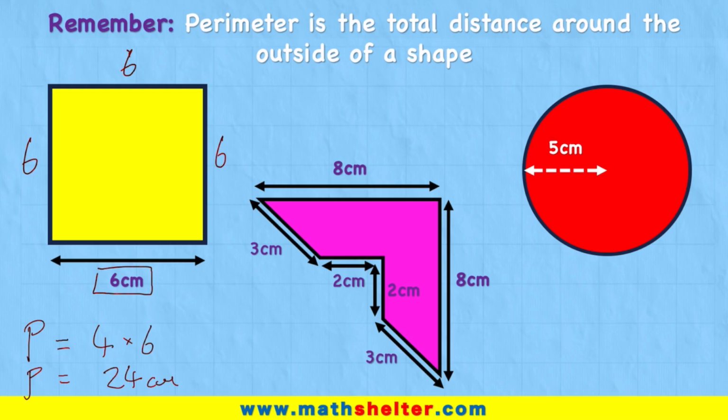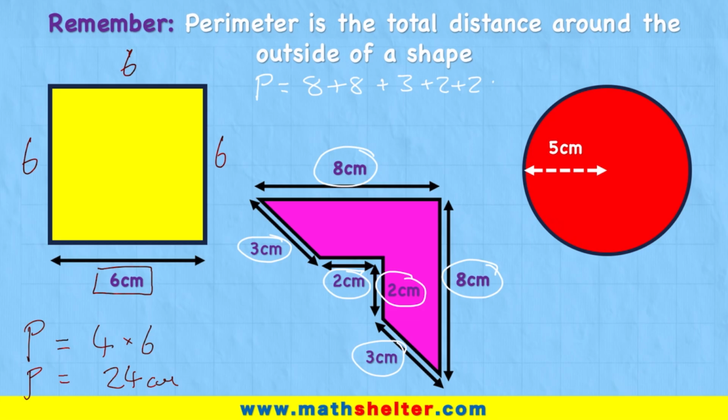And again, like this more complex shape, all we need to do is just simply work our way around the outside. I have 8, 8, 3, 2, 2, and 3. So my perimeter equals 8 plus 8 plus 3 plus 2 plus 2 plus 3. Or in other words, my perimeter equals 26 centimeters.